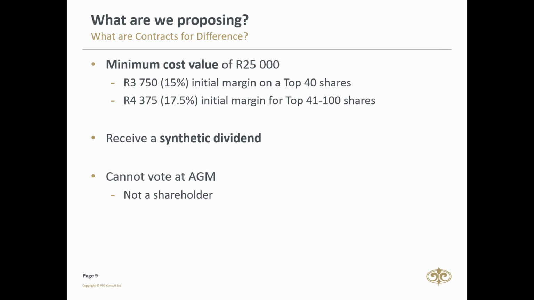Something important to remember, because you're trading a derivative, you're not trading the physical underlying share, you receive all distributions paid out by the company, but that distribution is seen as a synthetic dividend, and for tax purposes will be treated as income. And because you're a holder of a derivative, not the underlying share, you cannot go to the AGM and vote. You can't ask for a letter of representation either, because you are not the physical shareholder.